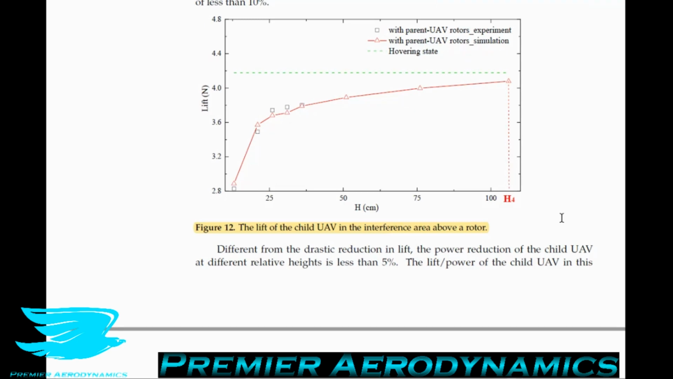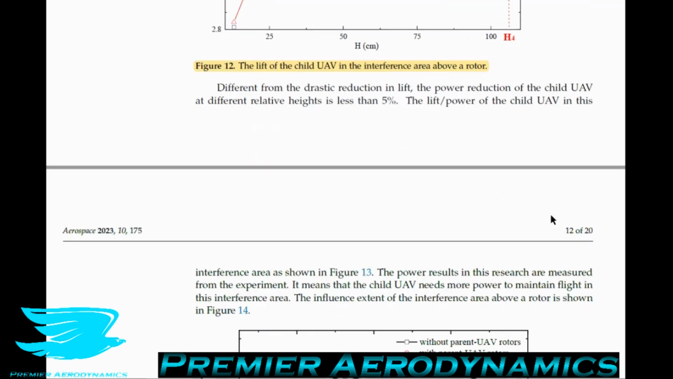In this particular case, they went down to about, I think, 10 centimeters above or 5 centimeters above the rotor, and it was still decreasing sharply. So once you get maybe 2 centimeters above, you might get almost no lift, and it might even just fall straight into the rotor and get damaged.